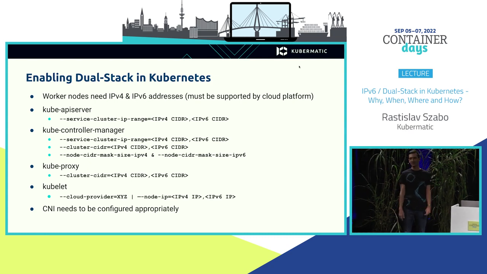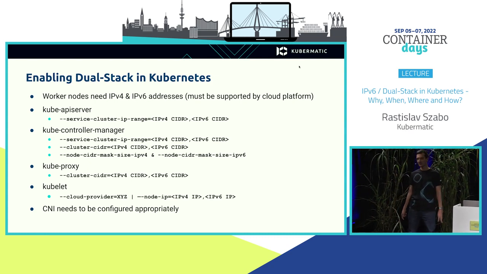Now I would like to show you how dual stack can be enabled in your Kubernetes clusters. So first of all, you need to have worker nodes that have both IPv4 and IPv6 addresses. So that is something that needs to be supported by the cloud platform or the platform that you are using for bringing up your worker nodes.